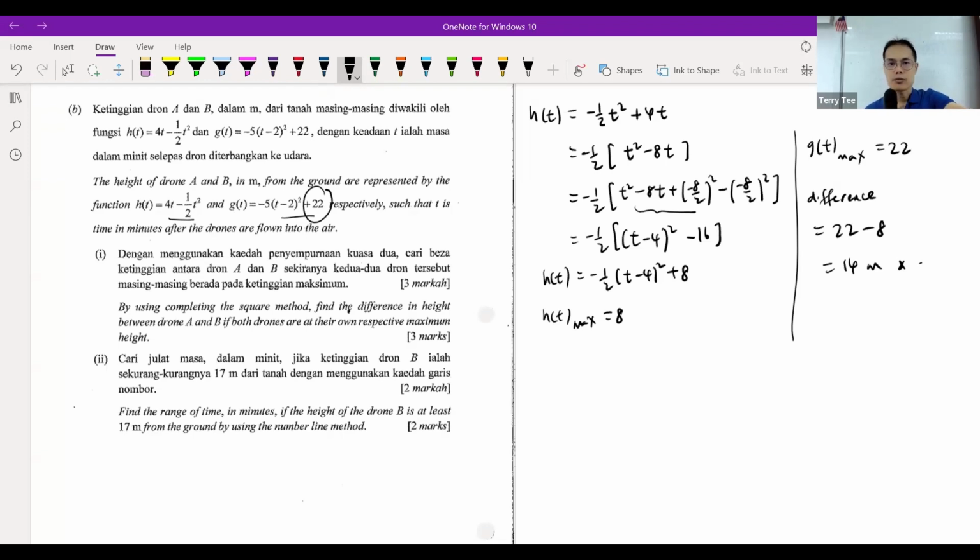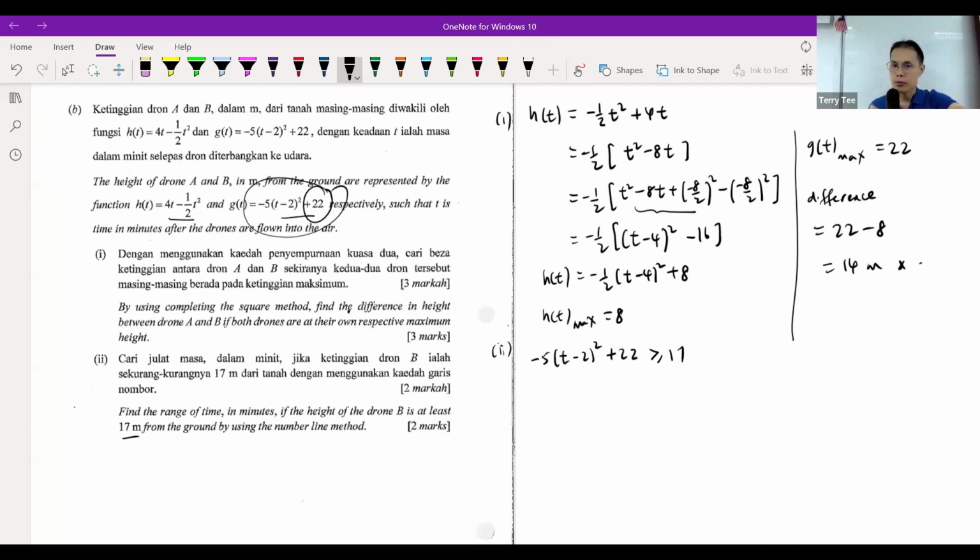Okay. Now, this is Roman 1. Roman 2, find the range of time in minutes if the height of drone B is at least 17 meters from the ground using the number line method. Okay, at least 17 meters. Okay, drone B is given by this function. Okay, so we will have to take -5 times (t minus 2) squared plus 22, right? This is at least 17 meters.